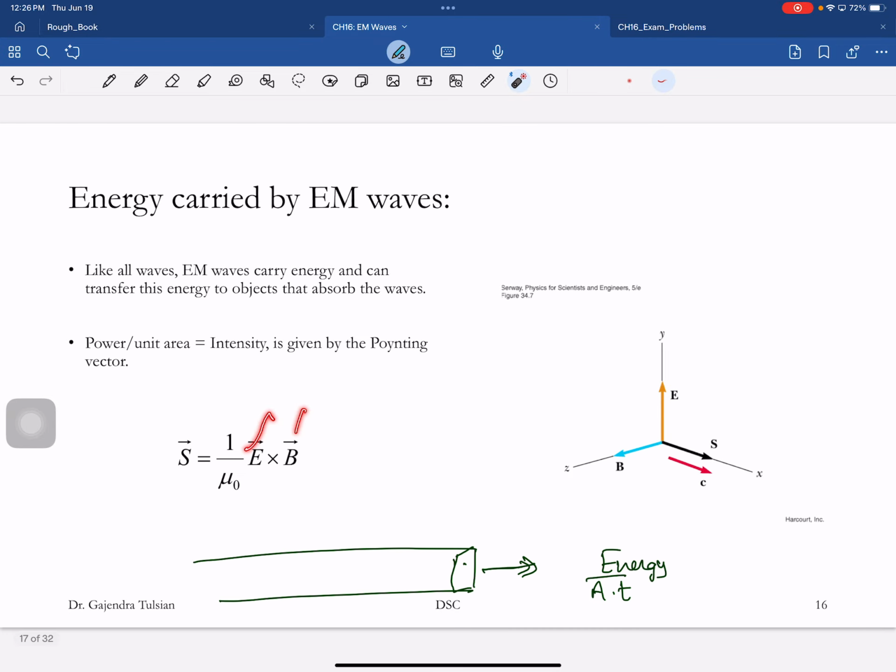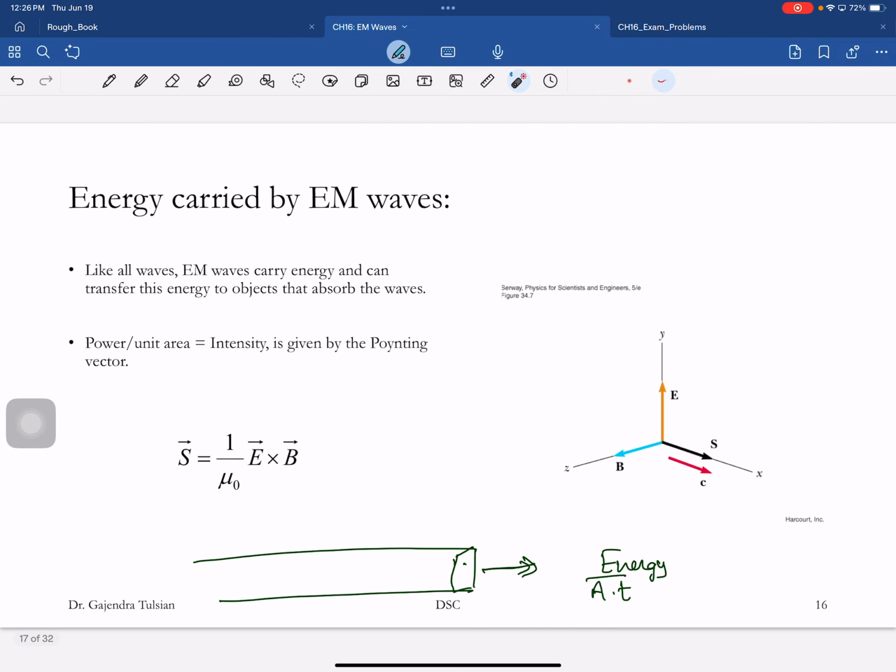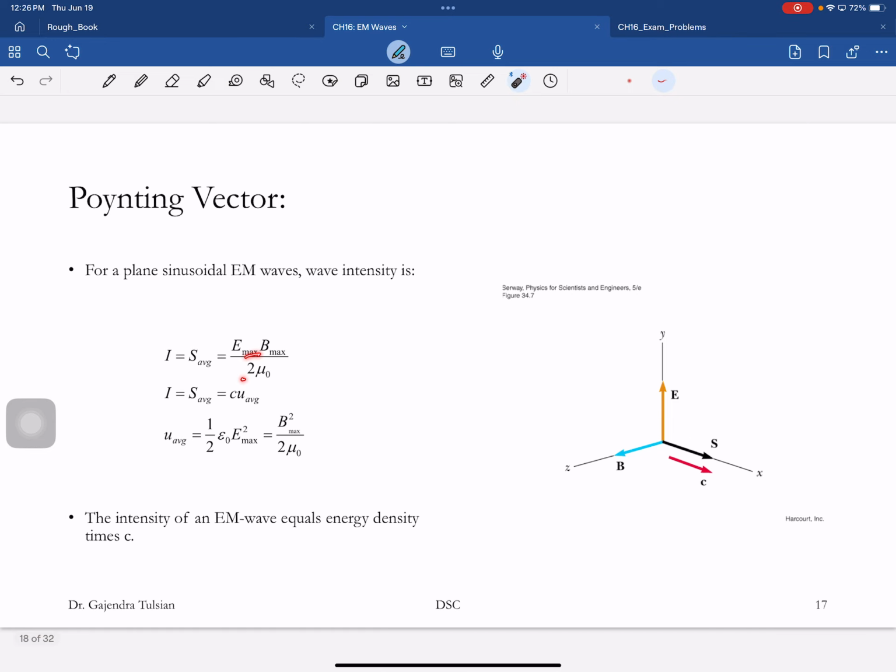And of course, these are varying sinusoidally, so the intensity is fluctuating. But all we're interested in is the average intensity, the average of the Poynting vector, which is called the intensity. It's E max B max divided by 2 mu naught. Okay, so when you average them, you get a half amplitude divided by 2. And a beam of light this long will pass you in 1 second.